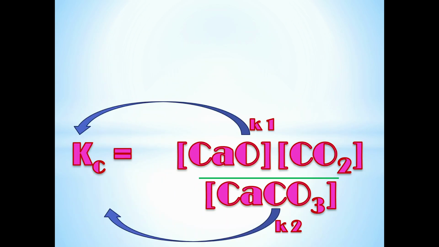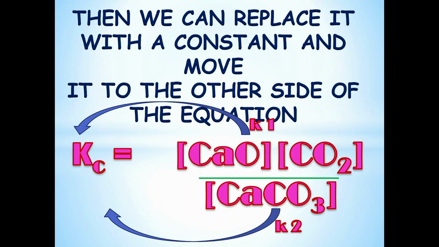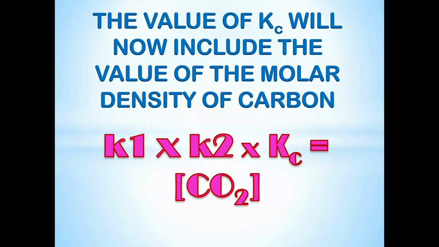So I'm going to take CaO out and CaCO3 out. They would have K values that would then be added into the equilibrium constant. We replace CaO with some constant value. We replace CaCO3 with some constant value. Those constants would get included into the K sub C, and my K sub C simply becomes CO2.